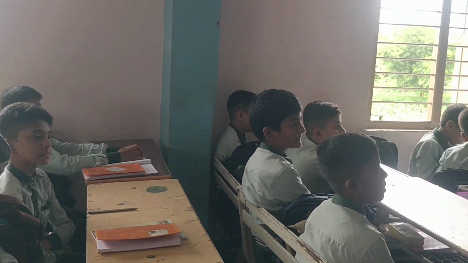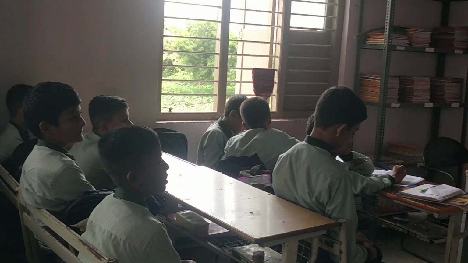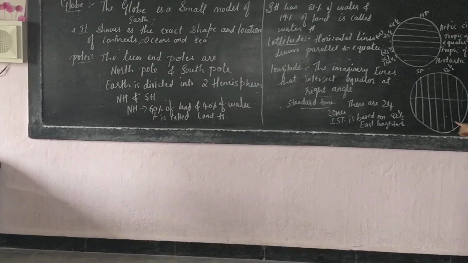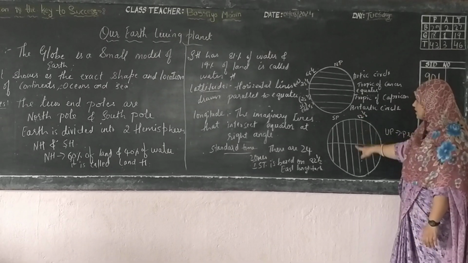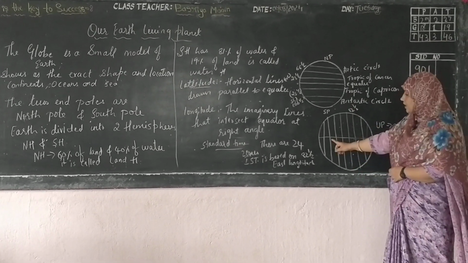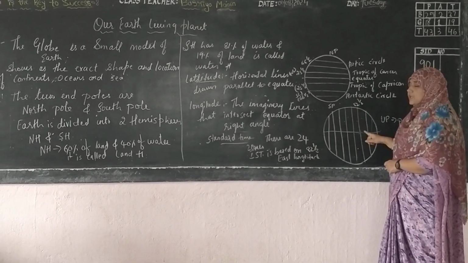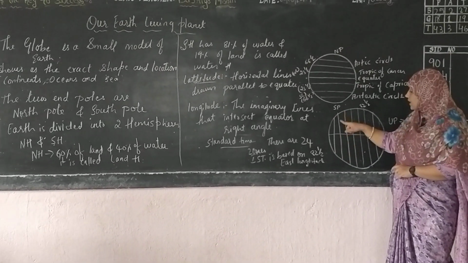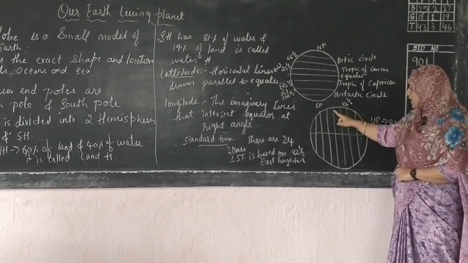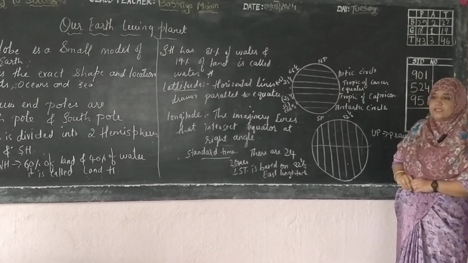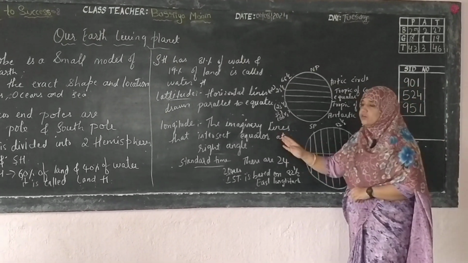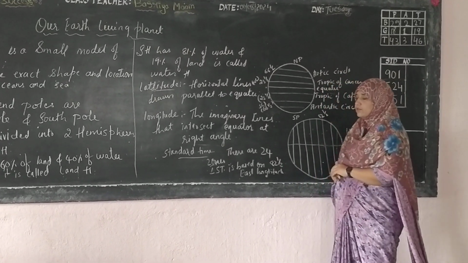This is about latitudes. Now we are going to study longitudes. Okay? See, the imaginary lines that intersect the equator at right angles. Whenever we draw a longitude here, it intersects the equator making a right angle. These lines are called longitudes.